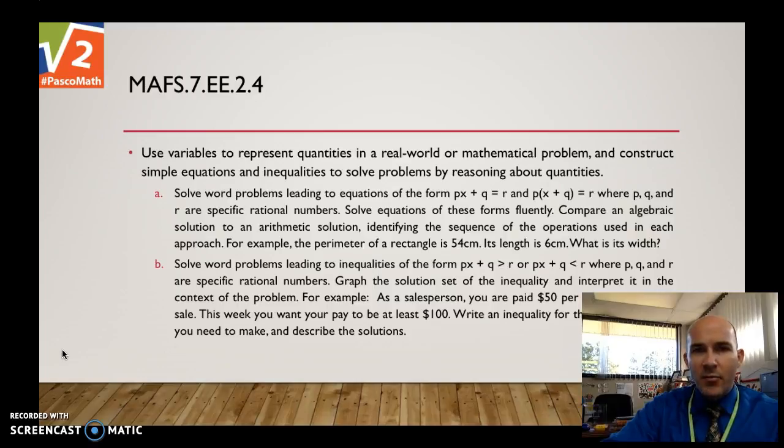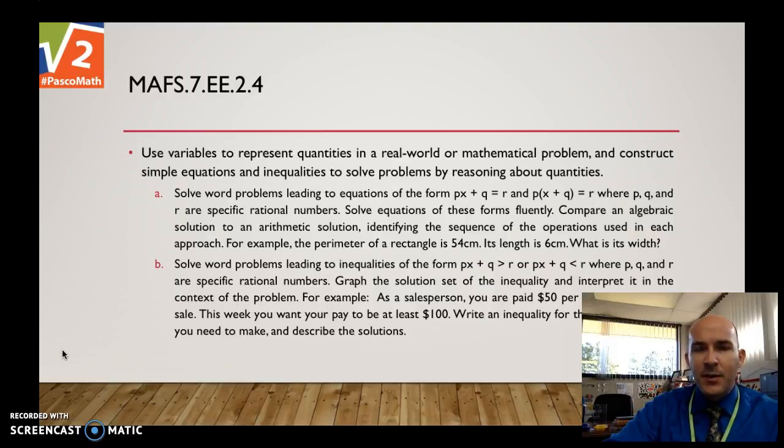So they need to be able to solve word problems leading to equations of the form px plus q equals r and p times the quantity x plus q equals r, where p, q, and r are specific rational numbers. They need to be able to solve these equations fluently. And then also compare an algebraic solution to an arithmetic solution. So algebraic would be when they set up with a variable. Arithmetic would be where they can just figure it out through number sense.